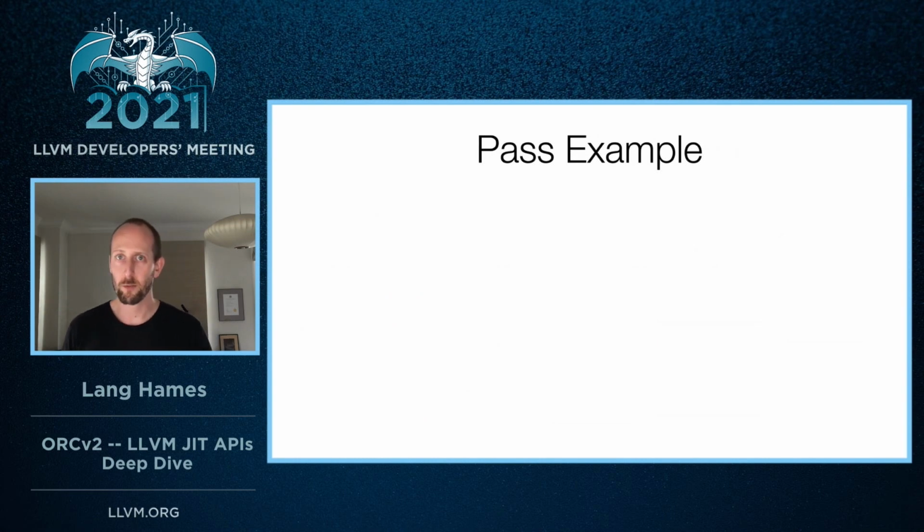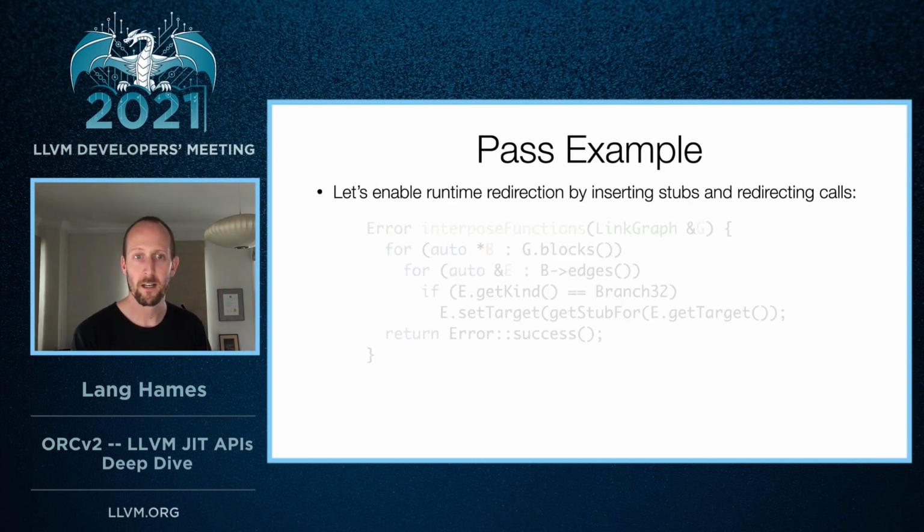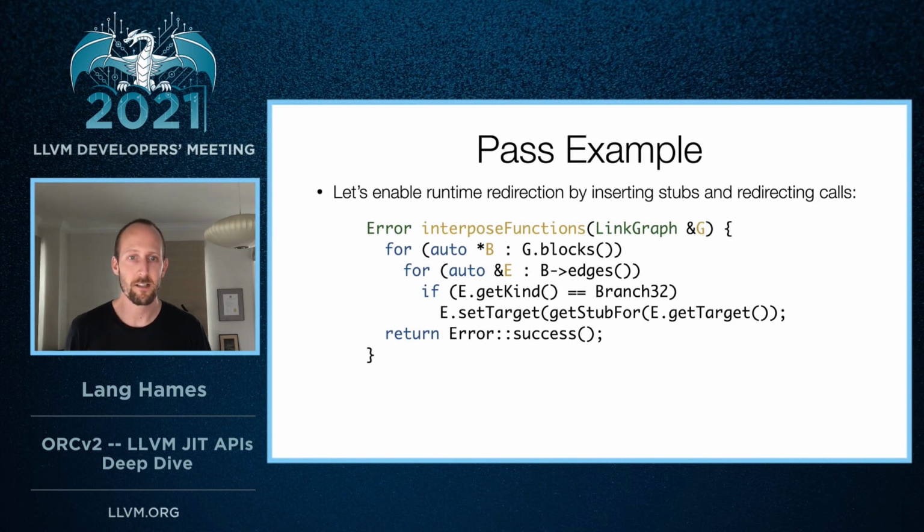So I thought we'd take a look at what a pass looks like. Let's enable runtime redirection by inserting stubs and redirecting calls in a graph. So we're going to add the ability to change where function calls go at runtime. The pass to do that would look like this.